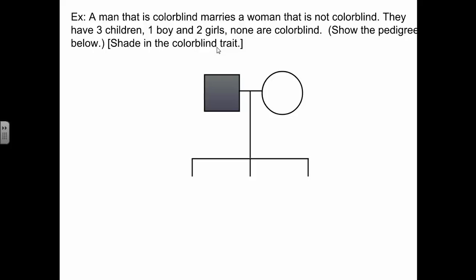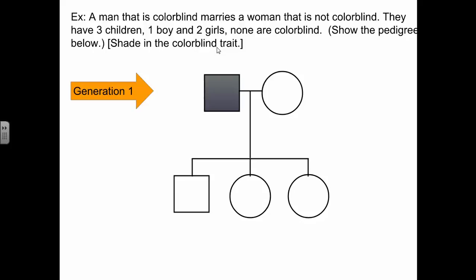None are colorblind. So what symbol will we use for the boy? Empty square. And the two girls? Yeah, so this shows us their family. It shows us who had this colorblind trait. So this is a very simple one. It shows just two generations of individuals, the parents and their children. We can do much more complicated examples that go back multiple generations. We can get a little more complex in terms of shading. But this is the general way that we create a pedigree diagram.